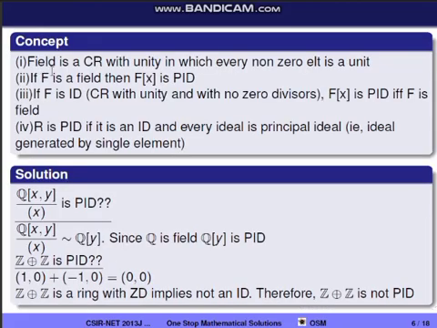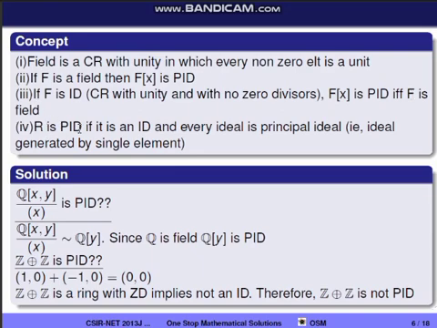A field is a commutative ring with unity in which every non-zero element is a unit. Unit means every non-zero element should have a multiplicative inverse in that ring. If F is a field, then F[x] is a PID, where PID means principal ideal domain. And if F is an integral domain, that is a commutative ring with unity and no zero divisors, then F[x] is a PID if and only if F is a field.